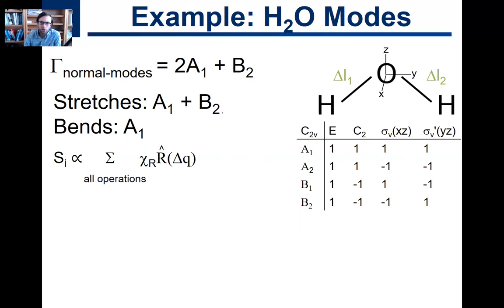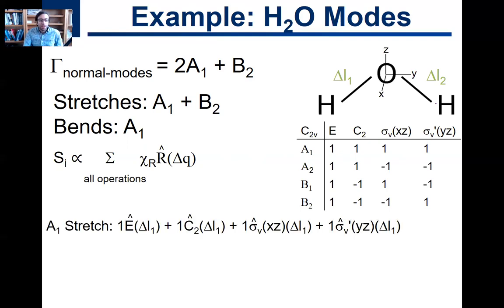And so we're going to call these delta L1, delta L2, because to do a stretch, we're going to be changing the lengths of both of those, right? And so for an A1 stretch, what we're doing is we're going to be timesing the character of our operation. So first let's look at A1, and then we're going to do that operation. By the way, hat just means operation, okay? Sometimes it can be hard to distinguish between E, the identity operation, and E, the Mulligan symbol, right? So I just put these hats here, that means operation.